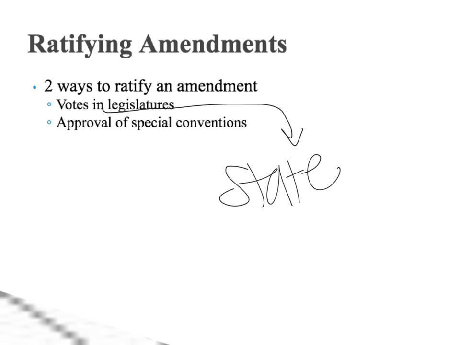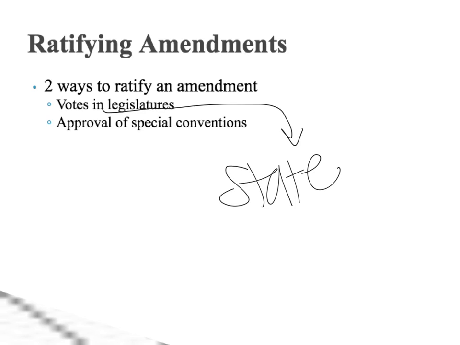Or it could get approval of special conventions. All but one of the Constitution amendments has been ratified by votes in state legislators. And what that means is that legislators in at least 3/4, meaning 38 states, must approve the amendment before it becomes part of the Constitution. So 38 states have to decide, yes, we like this law, we approve of it, it's becoming part of the Constitution. The second method is approval of special conventions.